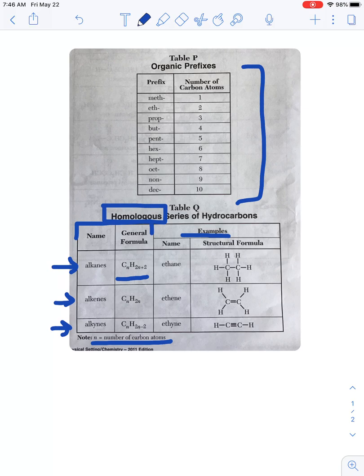So the example they gave you is ethane. Let me just take you through ethane. Let's go back to Table P above, and you can see Eth means it has 2 carbon atoms. So the reason this begins with Eth is it has 2 carbon atoms. The reason it ends in -ane is because it's an alkane. Now, how do you know it's an alkane? Alkanes always have carbon single bonds.